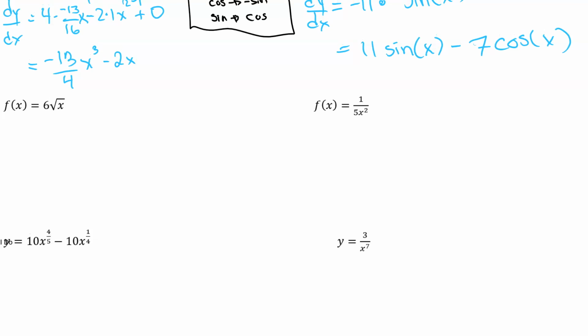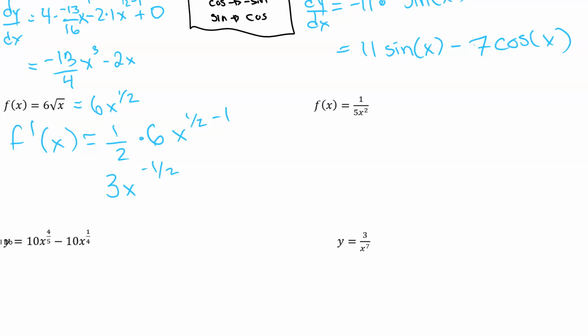Winding down here, we've just got a couple more to look at. We always have to rewrite our expressions as exponents, like fractional exponents, or with the variable in the numerator. So here this would be 6x to the 1/2. Once we have that, we're ready to use our power rule. So take down your exponent, you've got 1/2 times 6, x to the 1/2 minus 1, or 3x to the negative 1/2, which is the same as 3 square root x on the denominator.